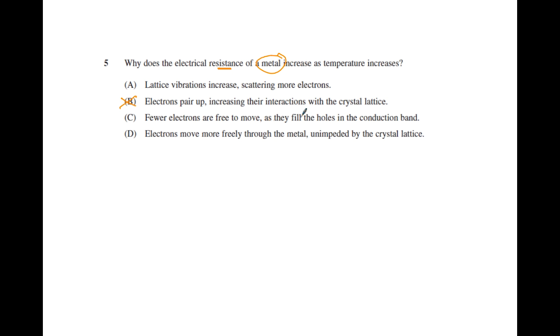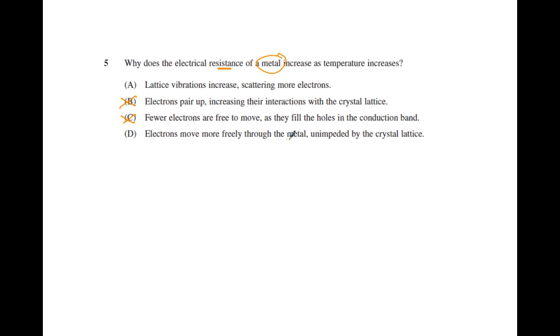Fewer electrons are free to move as they fill holes in the conduction band. Well, there's a big problem here. First of all, holes don't exist in the conduction band. Holes exist in the valence band, but this is referring to semiconductors, so that therefore discounts C.